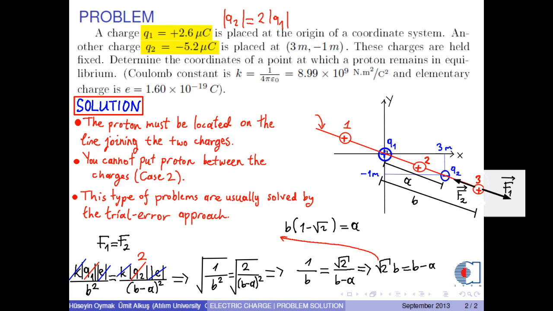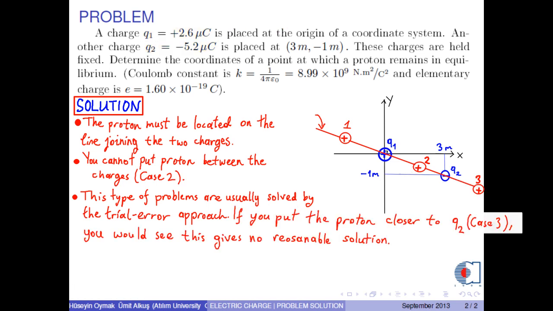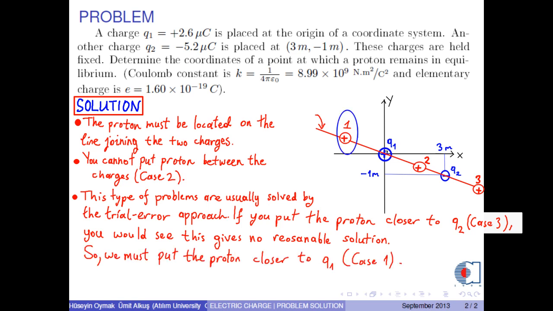Here, since 1 is less than square root of 2, 1 minus square root of 2 is negative. And because the distance b is positive, according to this equality, a should be negative. However, a is a distance, so it cannot be negative. As a result, if you put the proton closer to Q2, case 3, this gives no reasonable solution. So, we must put the proton closer to Q1, as shown in case 1.